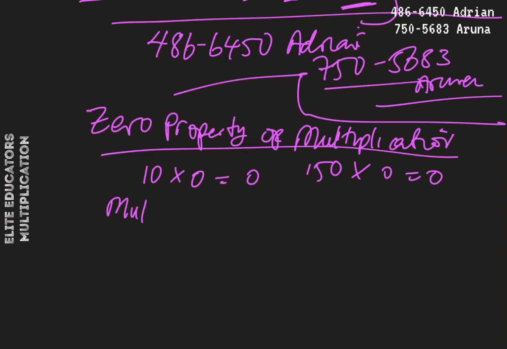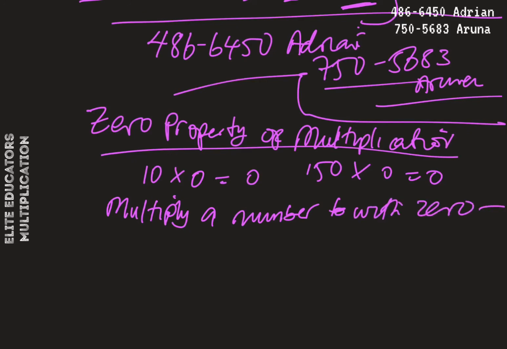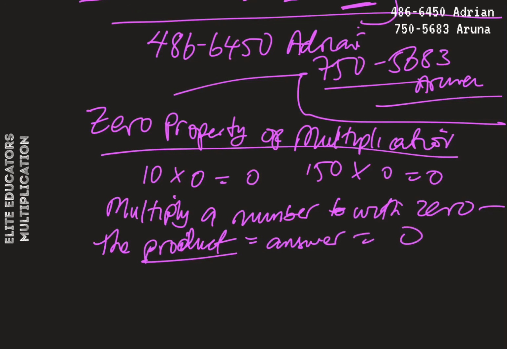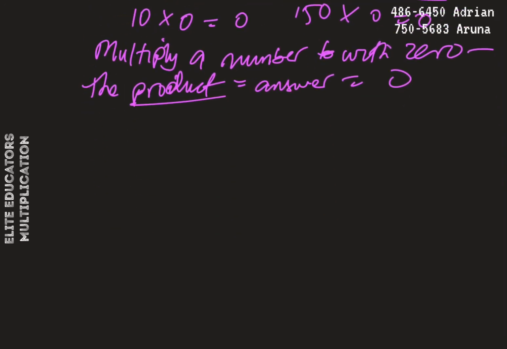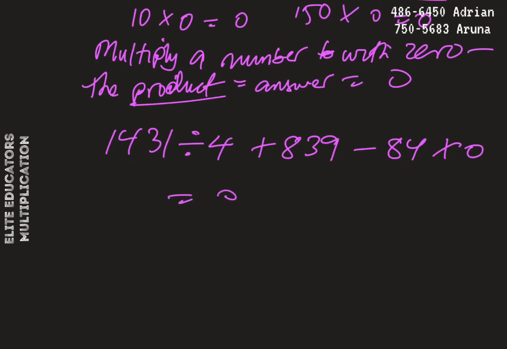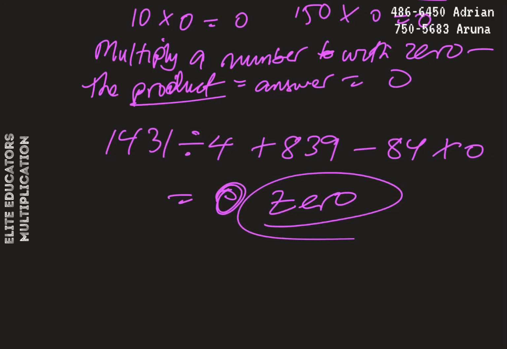So multiply a number with 0 and the product, remember, product basically is the answer, equals 0. So we could have the most complicated thing in the world, like 1431 divided by 4 plus 839 minus 84 multiplied by 0, and the answer is 0. Z-E-R-O.